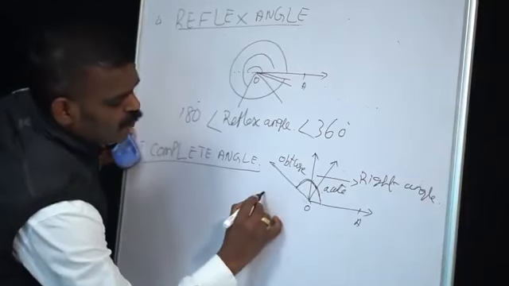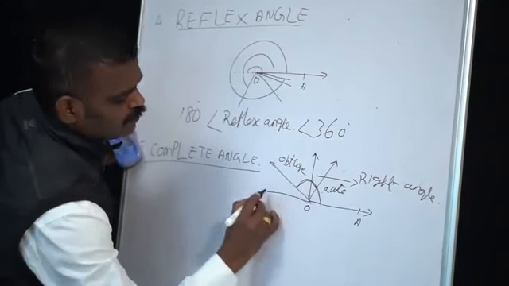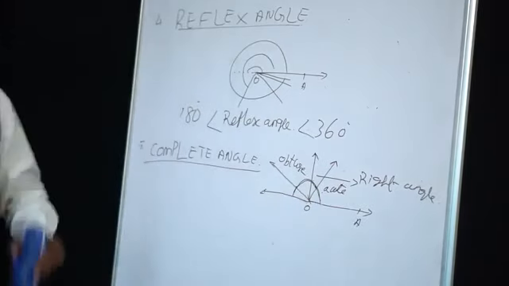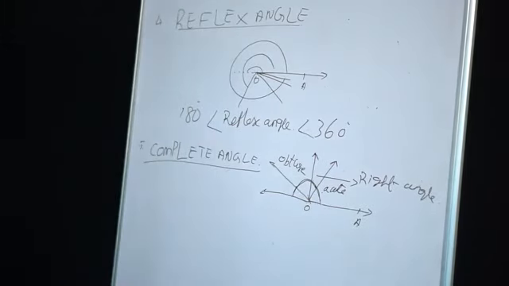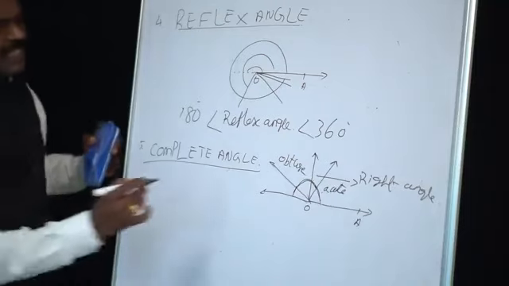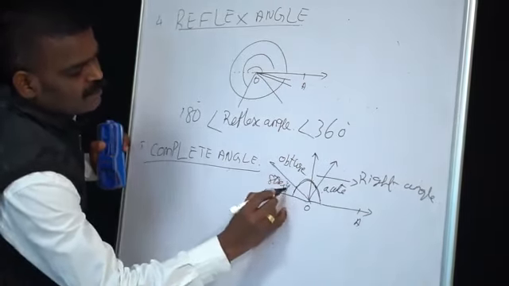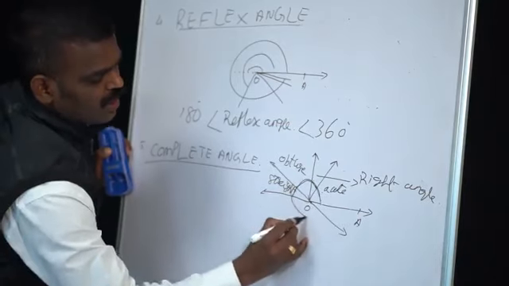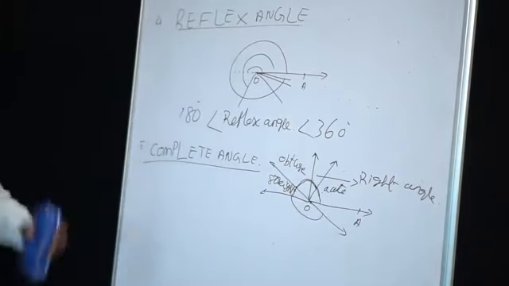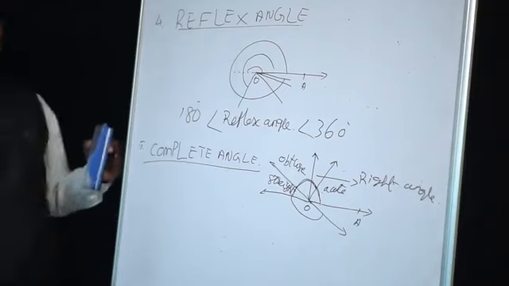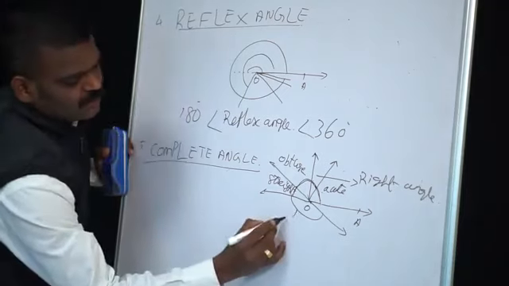Next, with this obtuse angle, I am going to draw one more ray. Obtuse angle with this ray. What do you call it? A new angle is coming, right? What is the name? Straight angle. Now, with the straight angle, I am going to draw one more. So, now what angle is it? Reflex angle.